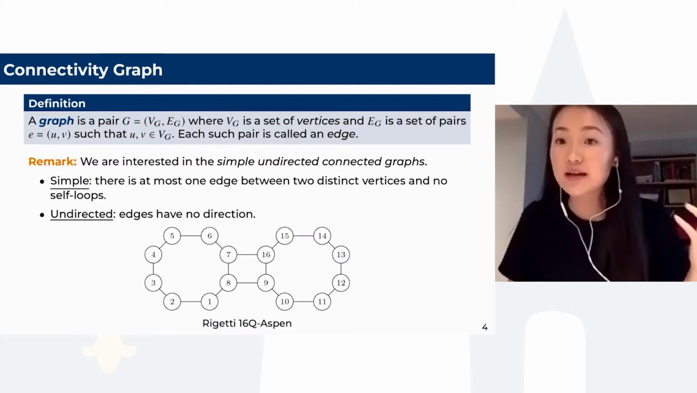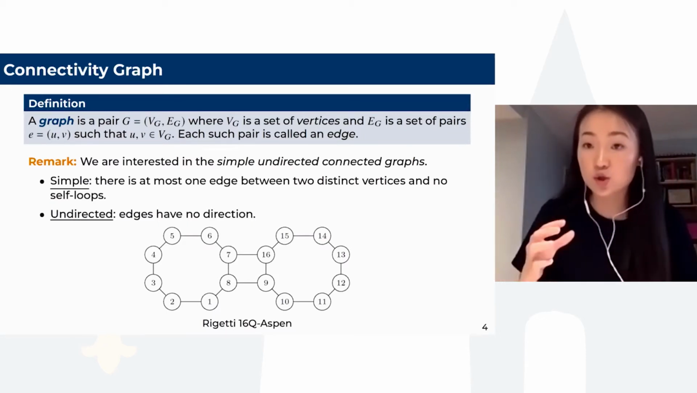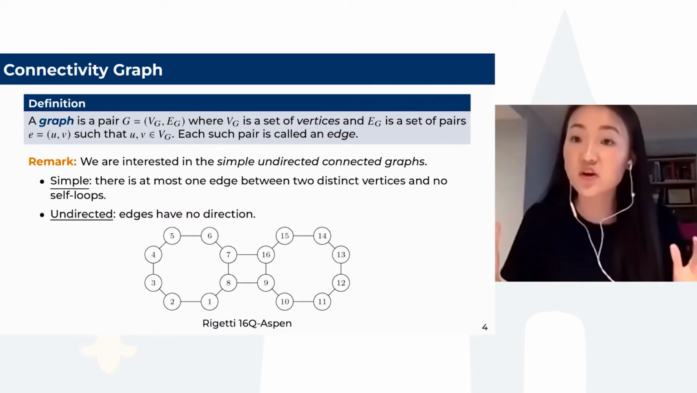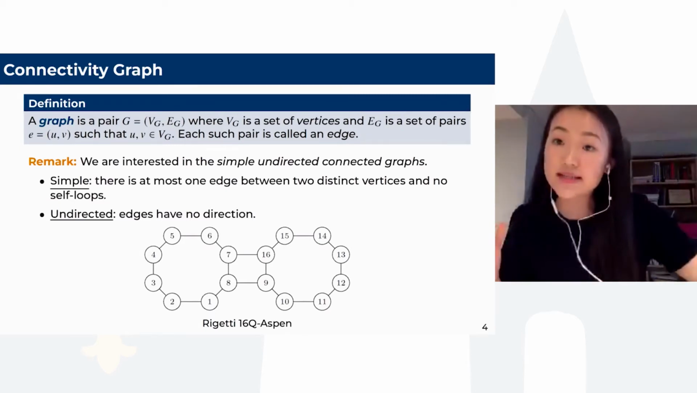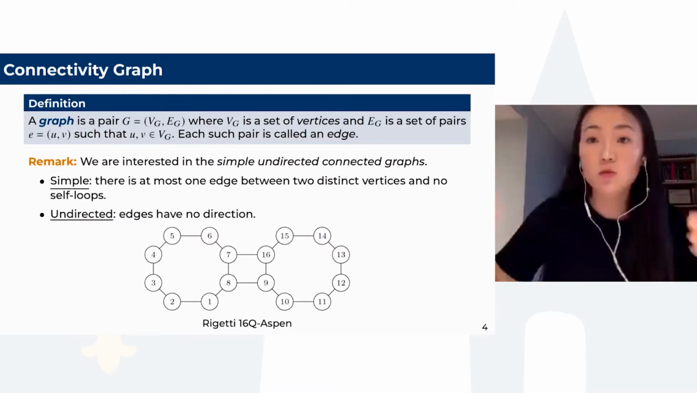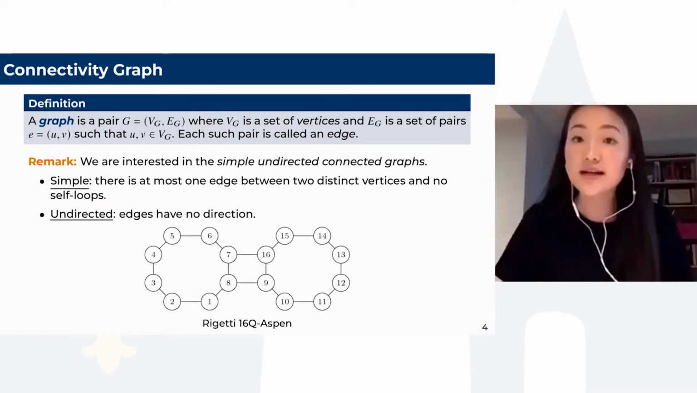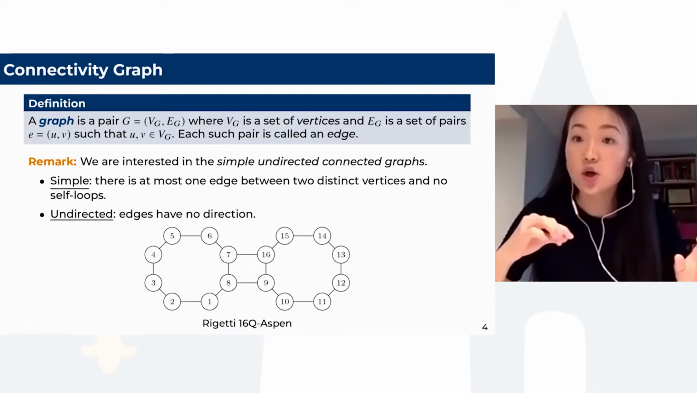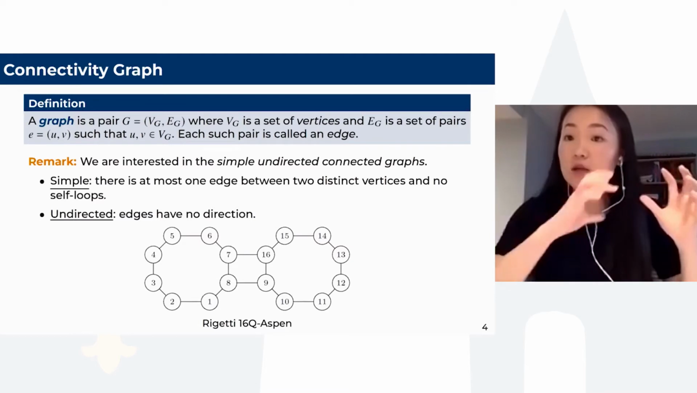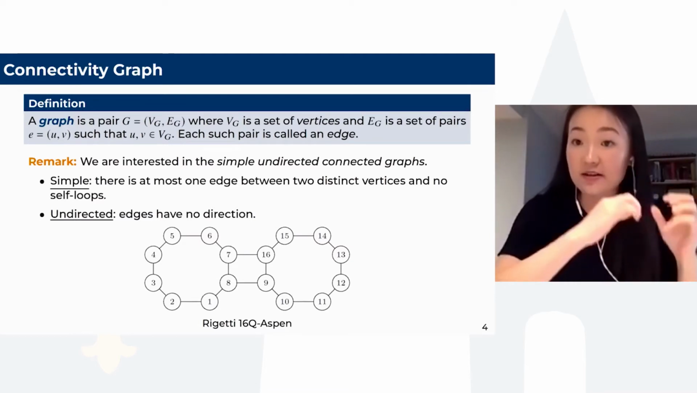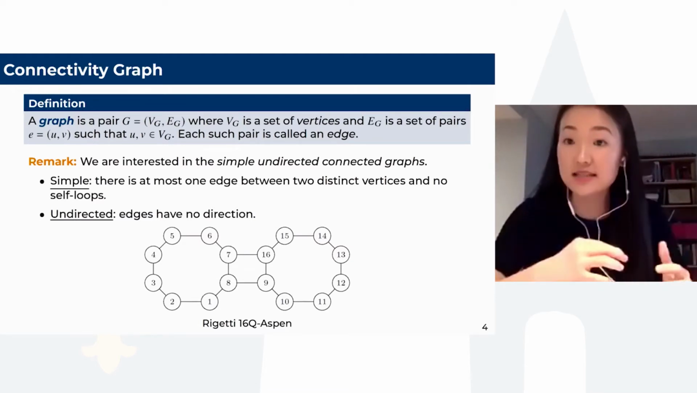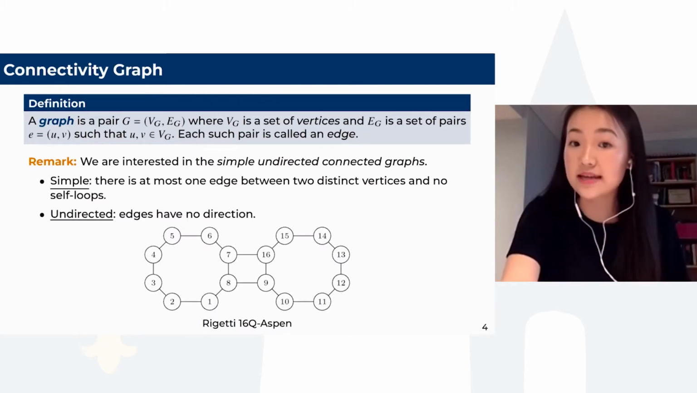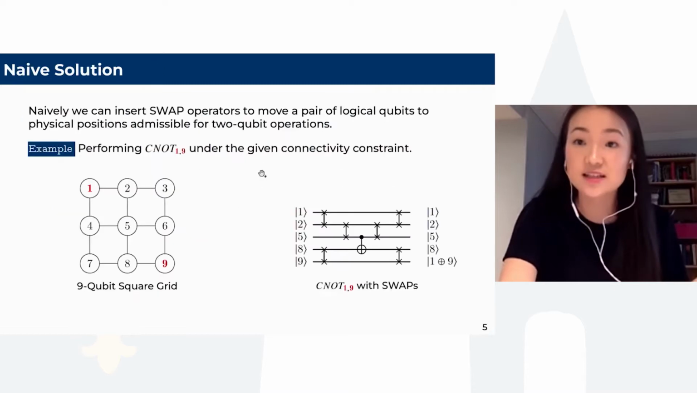For every qubit, we map it into a physical position. Here, note that we're considering the trivial map, meaning that logical qubit 1 is mapped to physical qubit 1, which corresponds to vertex 1 in our graph. When 2 qubits are adjacent, it means there is an edge between them, and we can apply the CNOT on them. In our research, we're interested only in simple undirected connected graphs.